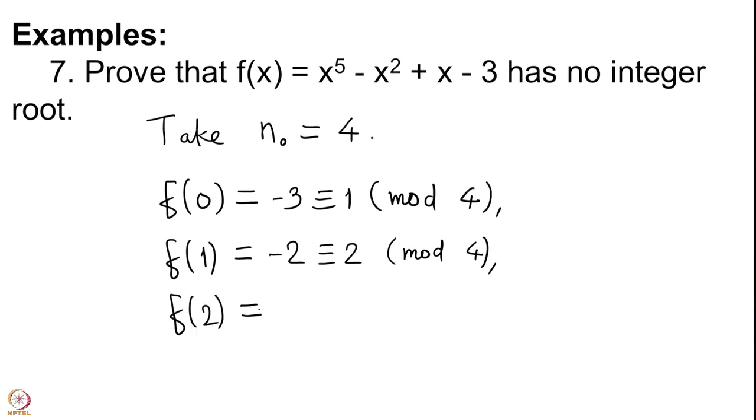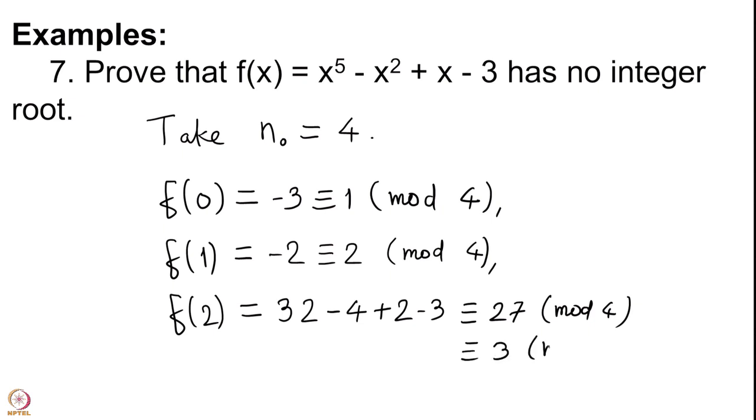F of 2, 2 to the 5. What is 2 to the 5? 2 square is 4, 2 cube is 8, 2 raised to 4 is 16, and 2 to the 5 is 32. So, we have 32 minus 2 square, which is 4, plus x, which is 2, minus 3. So, 34 minus 4 is 30, minus 3 is 27. You can as well put the congruent sign modulo 4, you do not get a 0. This is actually congruent to 3 mod 4.